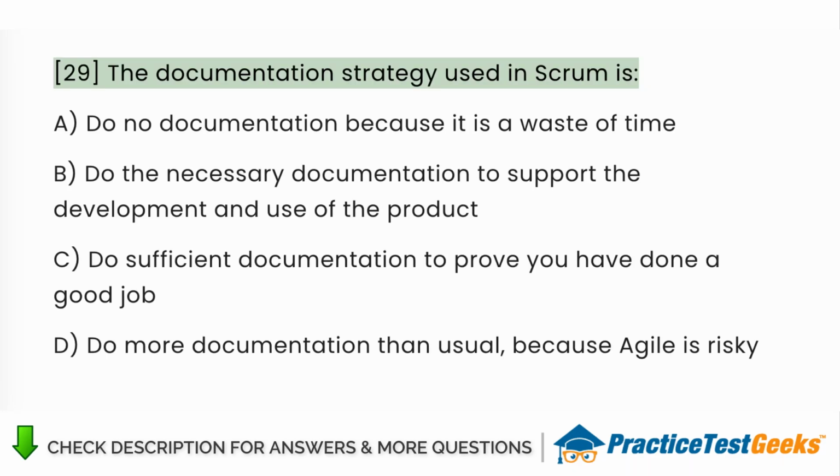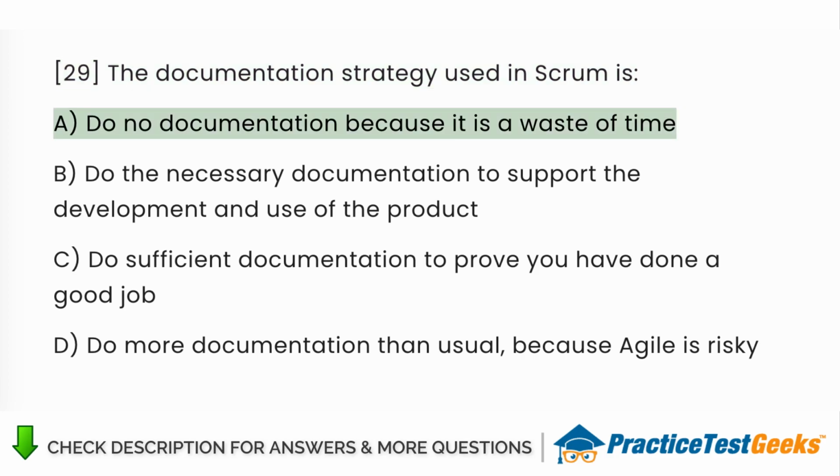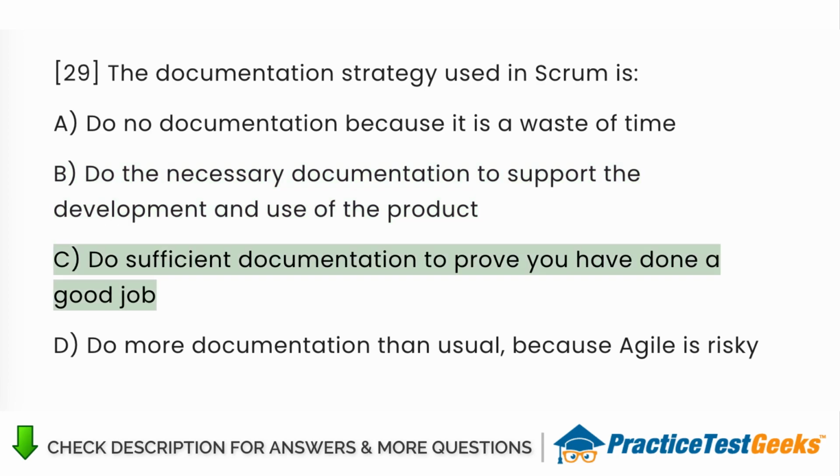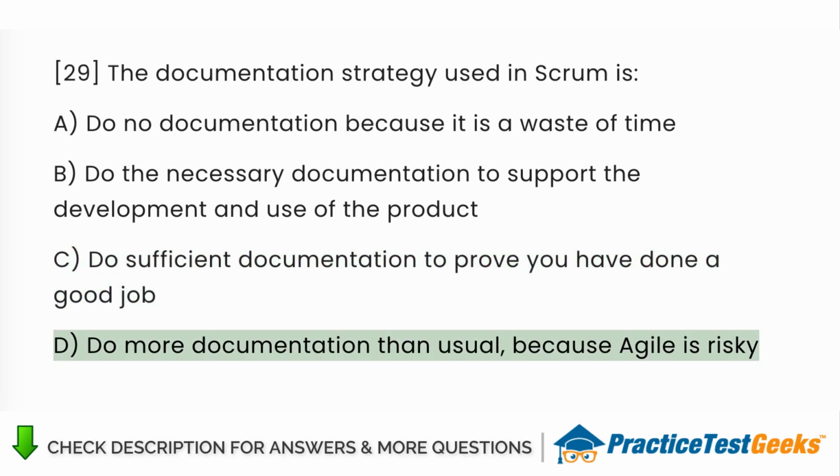The documentation strategy used in Scrum is: A. Do no documentation because it is a waste of time. B. Do the necessary documentation to support the development and use of the product. C. Do sufficient documentation to prove you have done a good job. D. Do more documentation than usual, because Agile is risky.